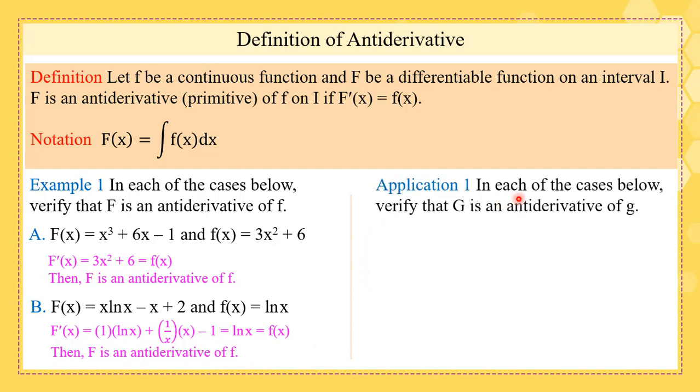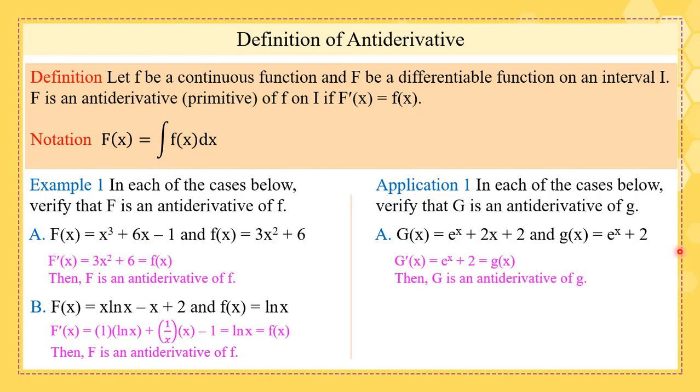Application: in each of the following cases below, verify that capital G is an antiderivative of small g. Capital G of x equals e to the x plus 2x plus 2, and small g of x equals e to the x plus 2. Pause the video, then solve. Solution: capital G prime of x equals e to the x plus 2, which is equal to small g of x. Then capital G is an antiderivative of small g.